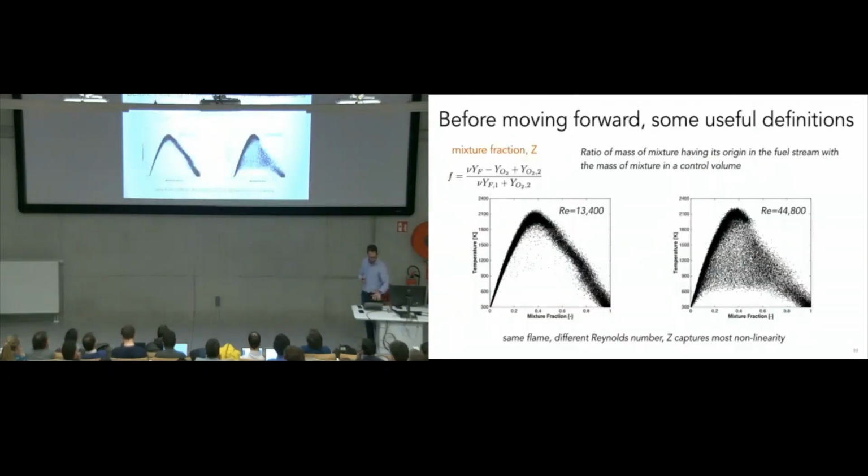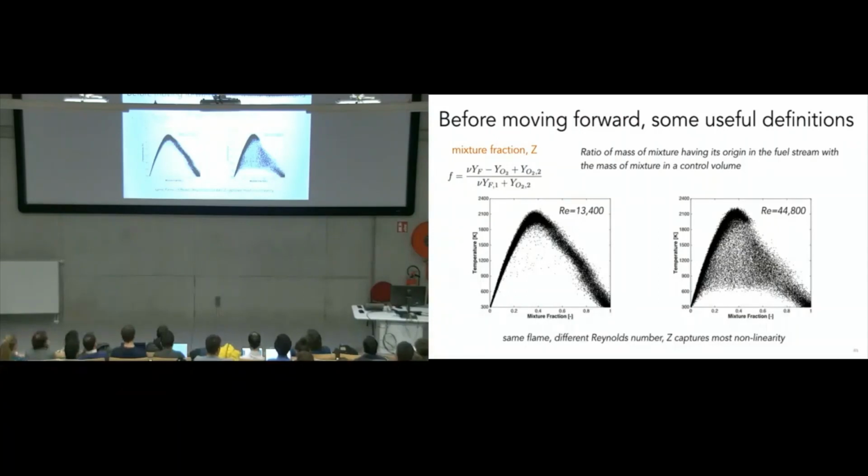Okay, now, before we move forward, I have to introduce a variable, because otherwise nothing that I say will be clearer. So I have to introduce a variable that is very important in combustion. It's called mixture fraction. And this is the ratio of the mass of mixture leaving in the fuel side compared to the mass of mixture in the control volume. Basically, the mixture fraction will tell you how much fuel you have locally inside your domain. So it's a measure of the stoichiometry of the system.